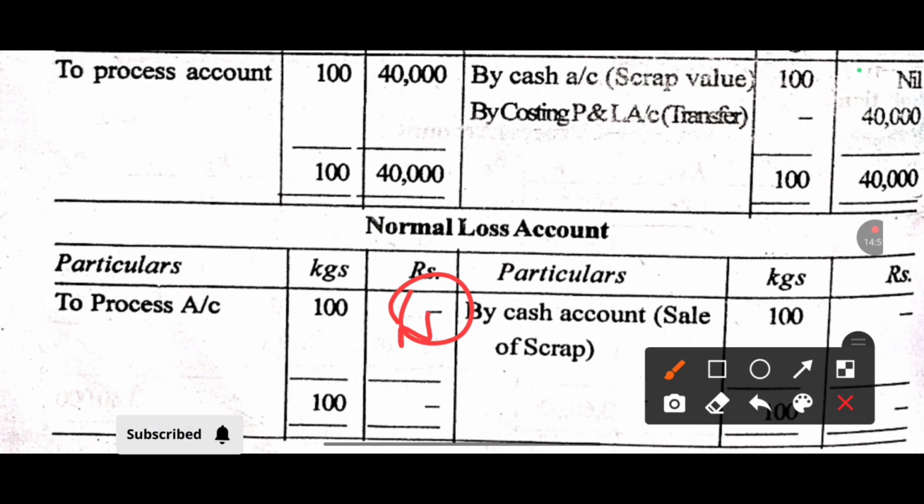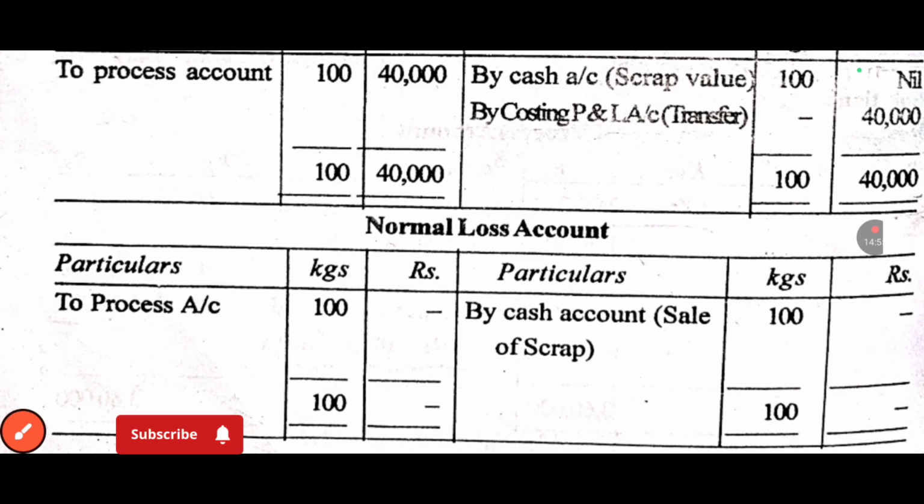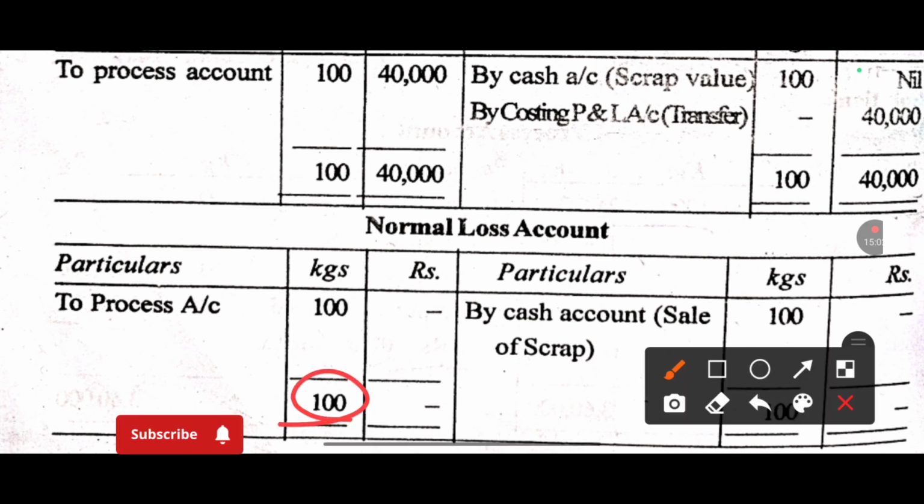There is no scrap value given in the question, so you need to write nil or a hyphen in the amount column. That 100 kilos total is to be entered on both the debtor and creditor side.